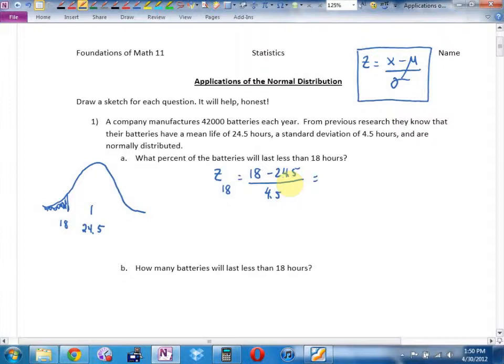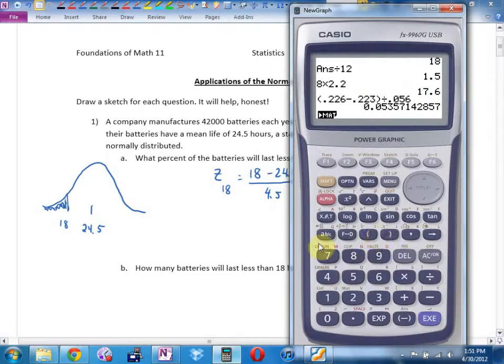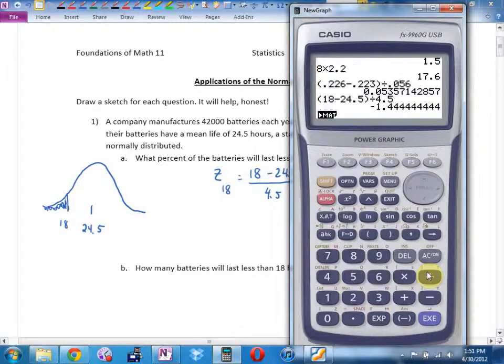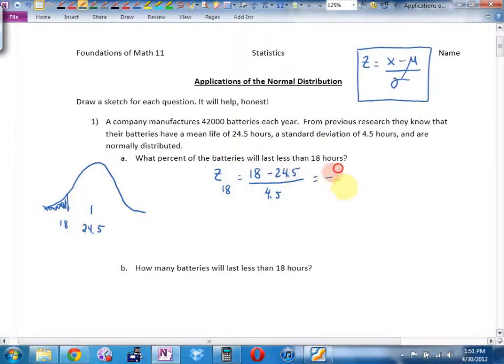Something weird on your calculator? Okay, hang on, don't clear it. So when I type this in, I get bracket 18 minus 24.5, close bracket, divided by 4.5. What'd you get, Joel? Yep, go ahead. It has to be negative because it's a smaller number minus a bigger number on the top. Negative 1.444. Like that? Good. So what's our Z-score? Negative 1.44.